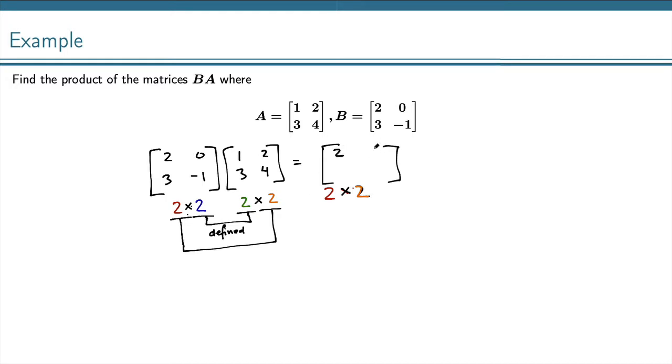This entry here is in my first row and second column, so I use the first row and second column. 2 times 2 plus 0 times 4. That's 4 plus 0, which is 4.